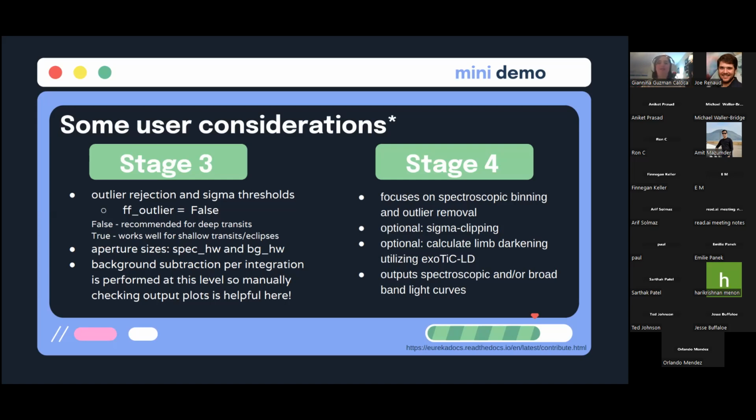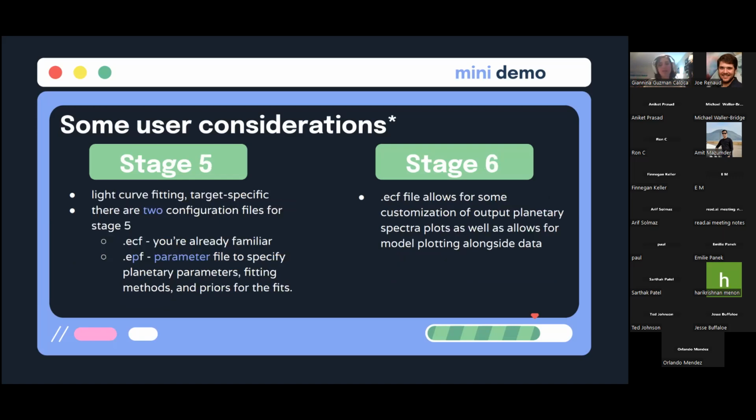This is the stage where a lot of people who might not have worked with data before, but know what, for example, transit spectroscopy is, might be familiar with the output plots, because this is where you're actually seeing the transits and seeing what the transit of your planet looks like. So again, this is a great place to check output plots and get a sense of whether things are working correctly or not.